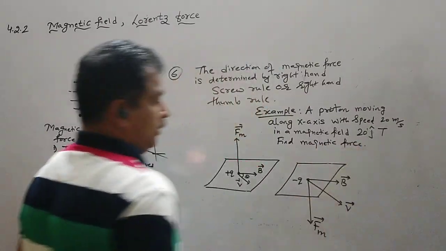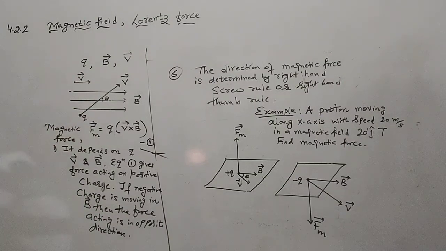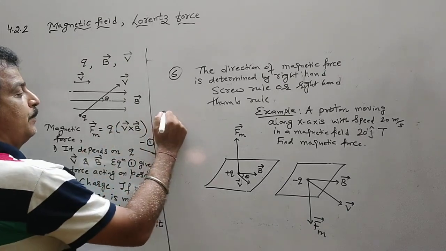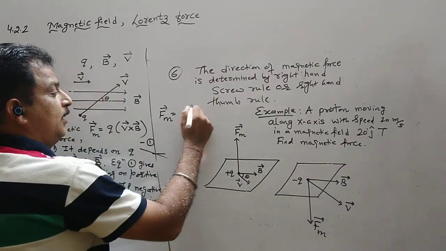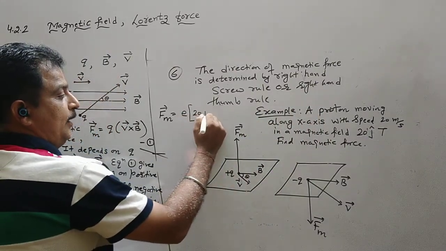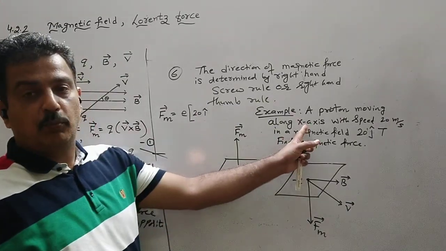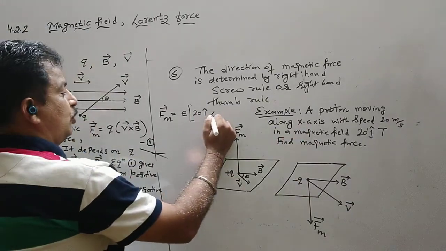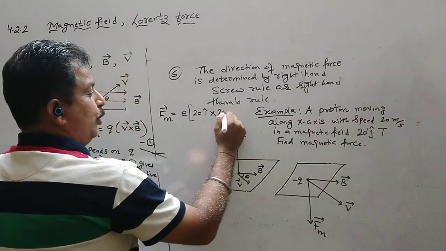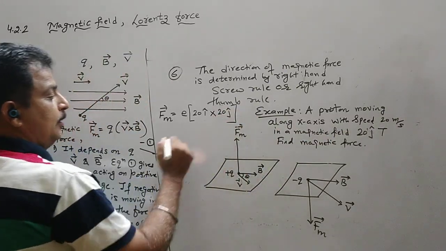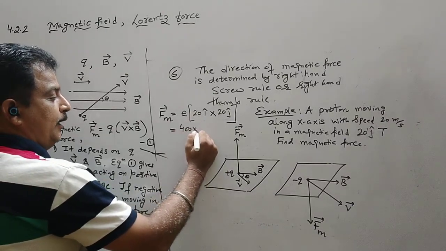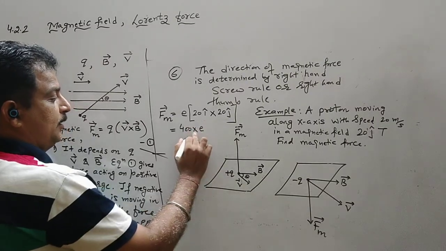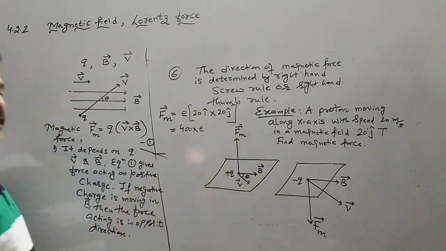So I have to find out the magnetic force as well as its direction. Using this formula, Fm is equal to, it is a proton, so I write e. Here I write 20 i. The particle is moving along the x-axis, cross 20 j. So this is equal to 20 times 20, that is 400, into e. Now this is into sign, i cross j.